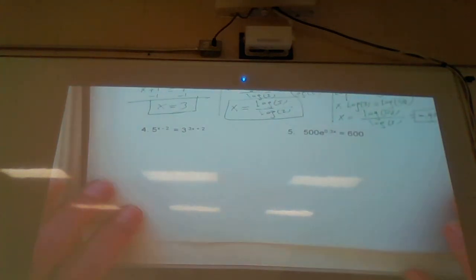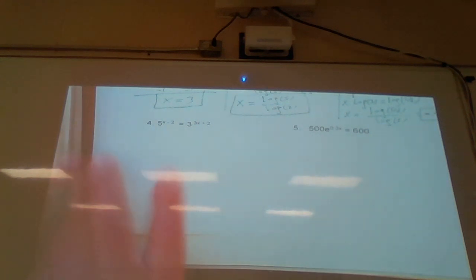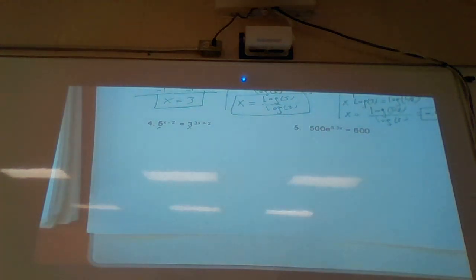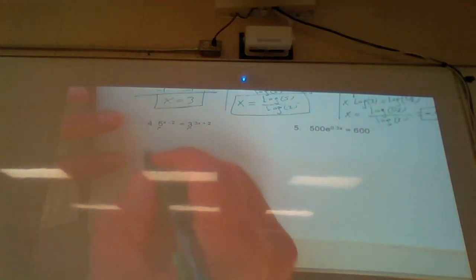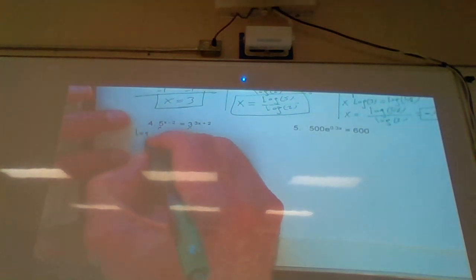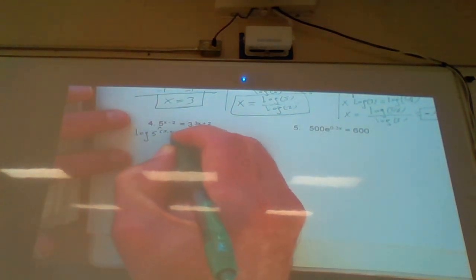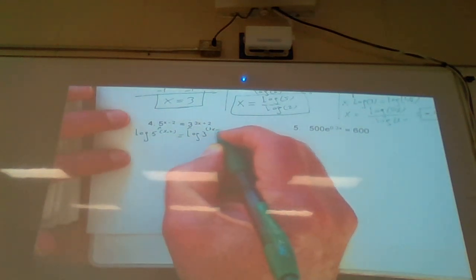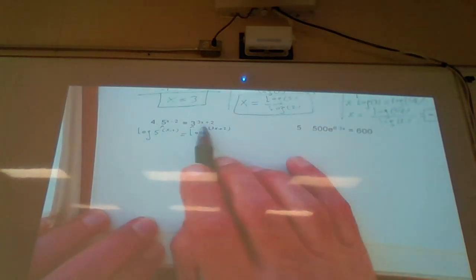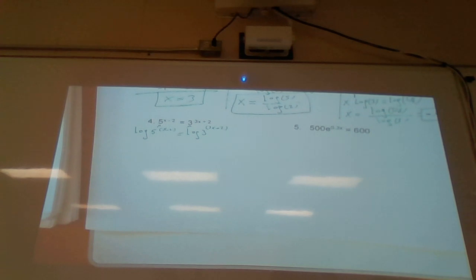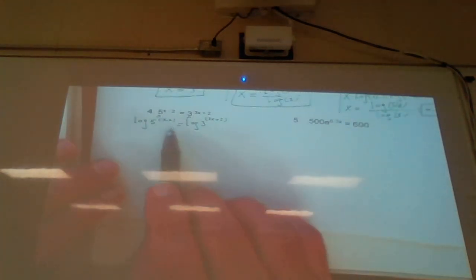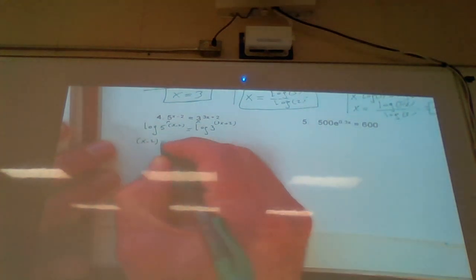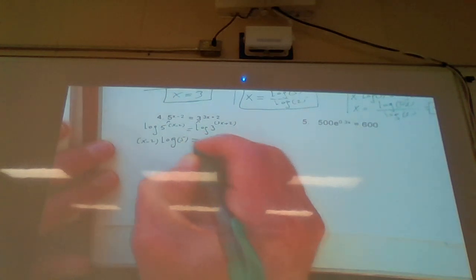Same question for number 4. Again, I have a base 5, I have a base 3. I'm not going to be able to fix the base to be the same. So we're going to take the log on both sides. Anytime you have more than one term up here as a power, put it in parentheses, please. So our x is in the powers, so now it's a logarithmic equation. Now I'm going to bring the power down to the front, just like I did before.